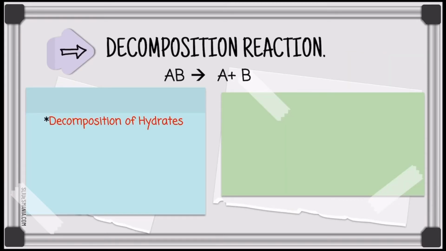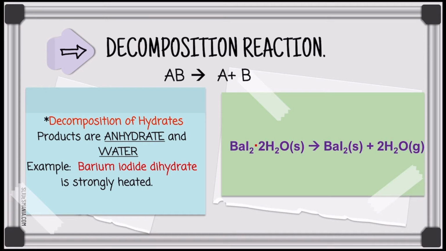Another type of decomposition reaction involves the decomposition of hydrates. The products of the decomposition of a hydrate always will include an anhydrate and water. For example, when barium iodide dihydrate is strongly heated, it will break down to form barium iodide, the anhydrate, and water. When the hydrate is heated, the water will end up evaporating.